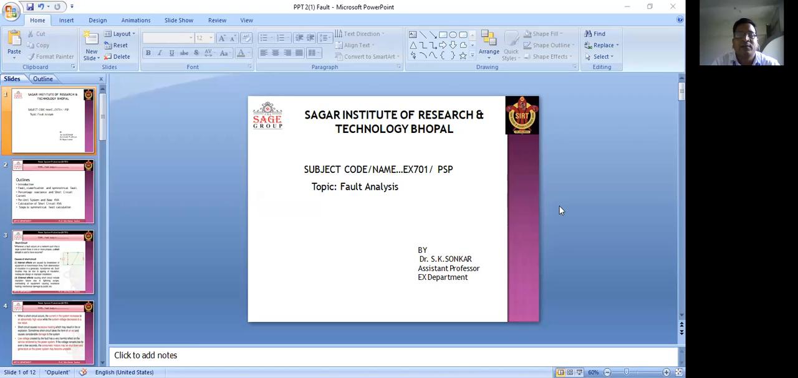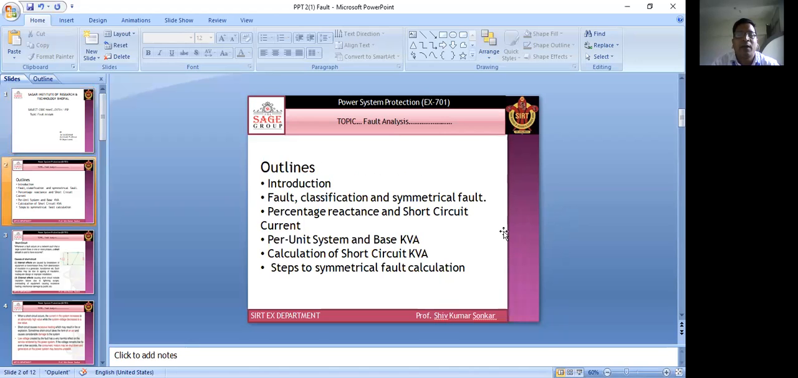Today we will discuss the topic of fault analysis. Subject is EX701 Power System Protection. Outlines: introduction, fault classification and symmetrical fault, percentage reactance and short circuit current, per unit system and base kVA, calculation of short circuit kVA, steps to symmetrical fault calculation.